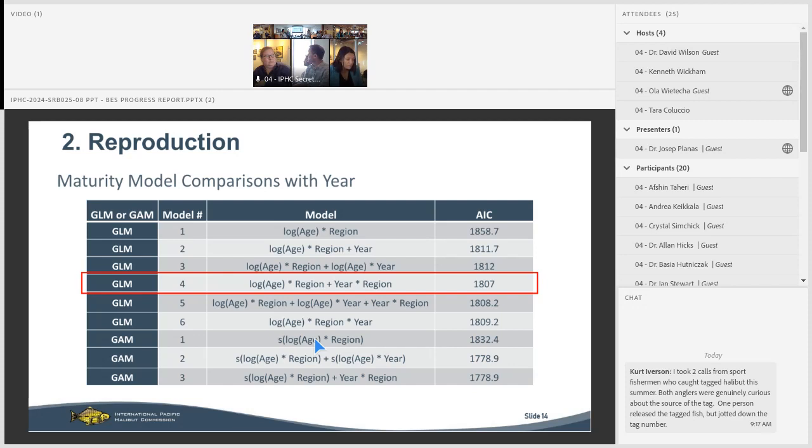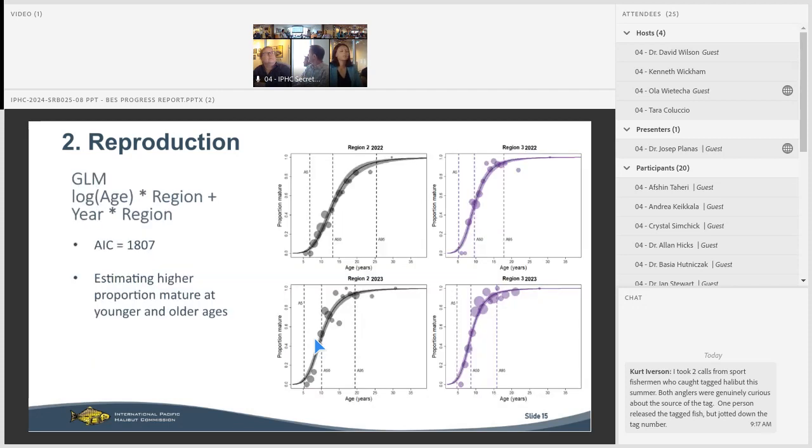And what we found was that the AIC values were identical. So we chose to use the one smoother function model with the addition of a year region effect. And that closely represents the GLM to do a comparison between the two. And so these are the model outputs with the year effect in the model.